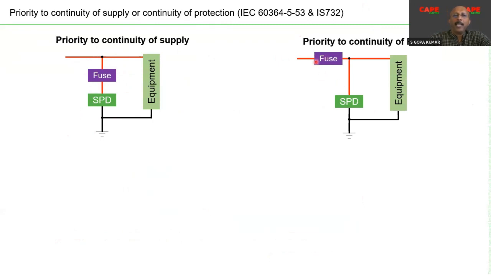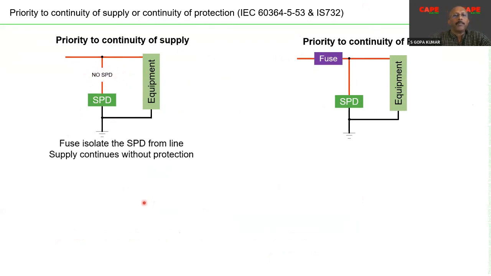In the second case, I put the backup fuse on the line. In the first case, I put the backup fuse on the SPD circuit, whereas in the second case, I put the fuse on the line itself. The first one is called priority to continuity of supply. It means at the end of life of the SPD, probably after 5 years, after 7 years, or even after 20 years, this SPD is going to create a situation of a short circuit.